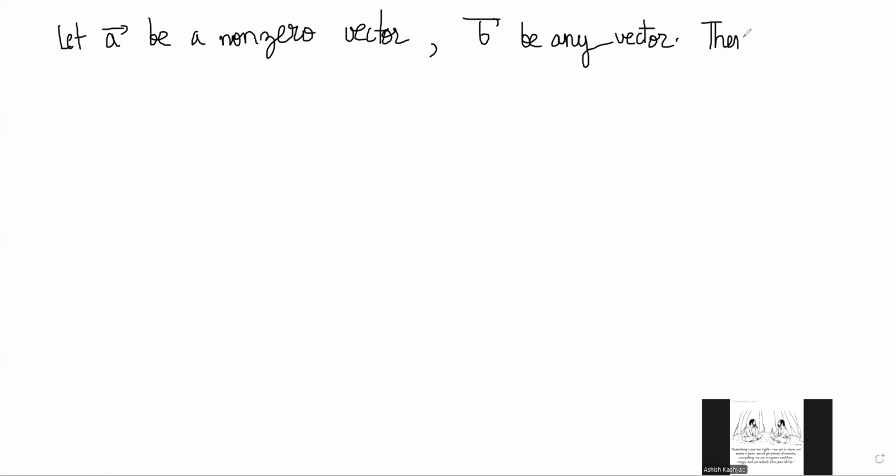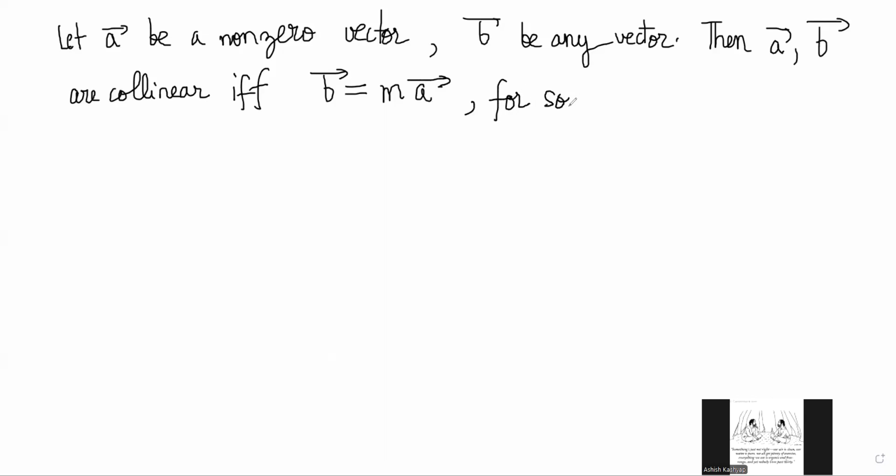Let A be a non-zero vector and B be any vector. Then A and B vectors are collinear if and only if you can write B vector as equal to m times A vector for some scalar m. So if the two vectors are collinear, you can write any one of them as a scalar multiple of the other vector. If they are in the same direction, that scalar multiple will be positive, and if they are in the opposite direction, the scalar multiple would be negative.